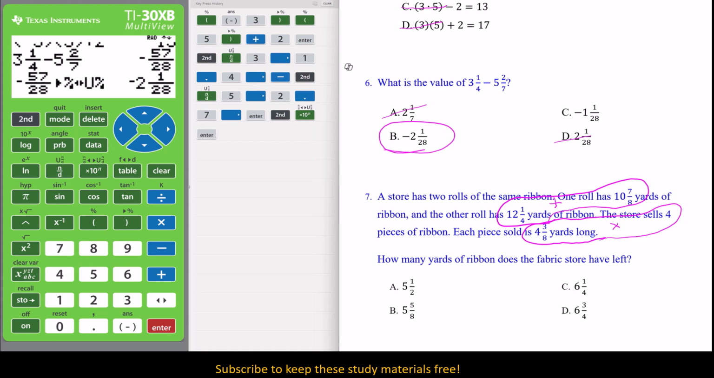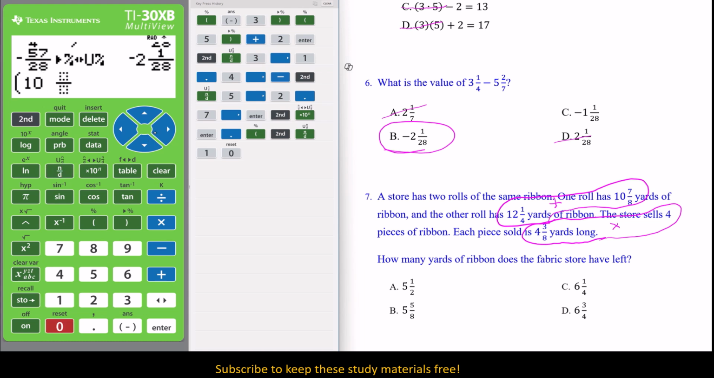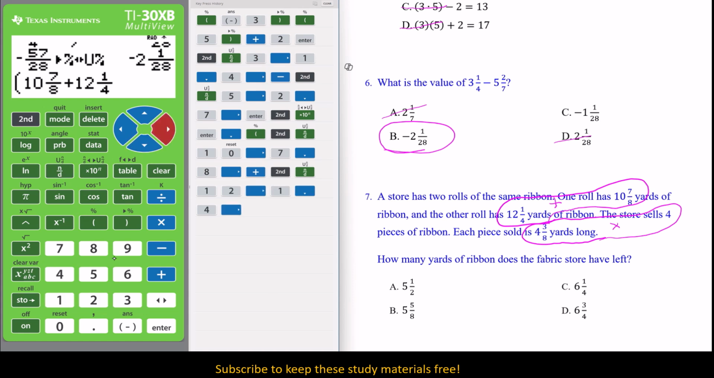Now, what you're going to do is what I have circled. Those items, probably ought to put those in parentheses, okay? So I'm going to arrow down just so you see that, all right? So parentheses, second fraction, 10, arrow over, 7, arrow down, 8, arrow over. Now I'm adding these together. So I push add, then second fraction, 12, arrow over, and I need 1, arrow down, 4, arrow over, close my parentheses.